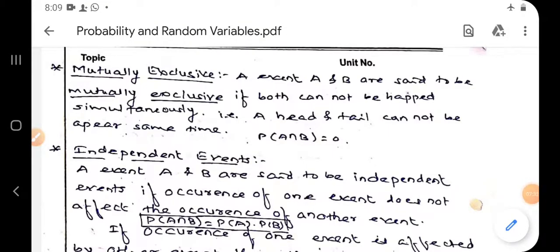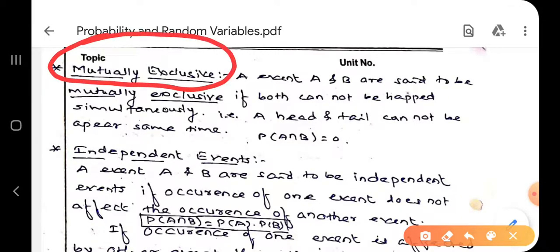Now let us define mutually exclusive event. Remember this word, mutually exclusive. While solving the problems, we need it. Mutually exclusive means an event A and B are said to be mutually exclusive if both cannot happen simultaneously. Means what? A man cannot be live or dead at the same time.